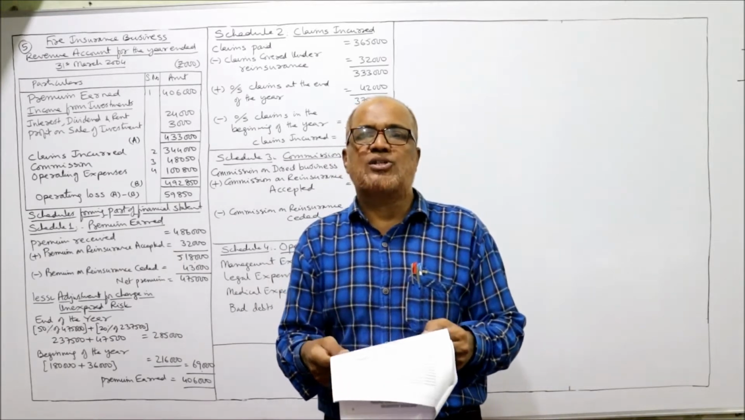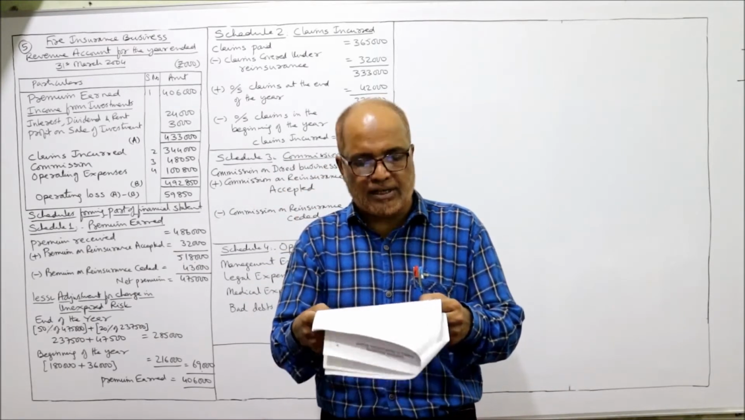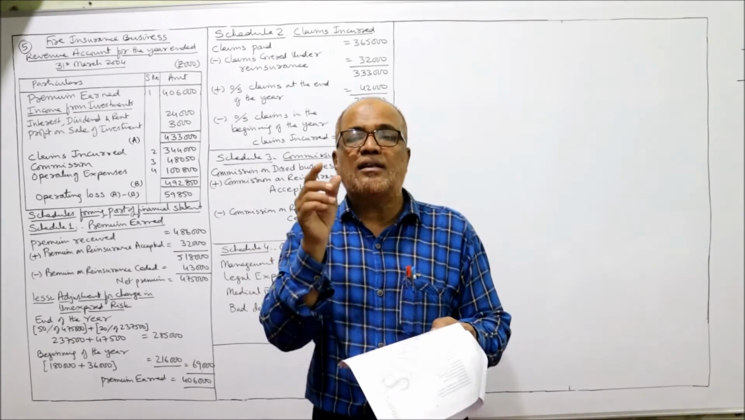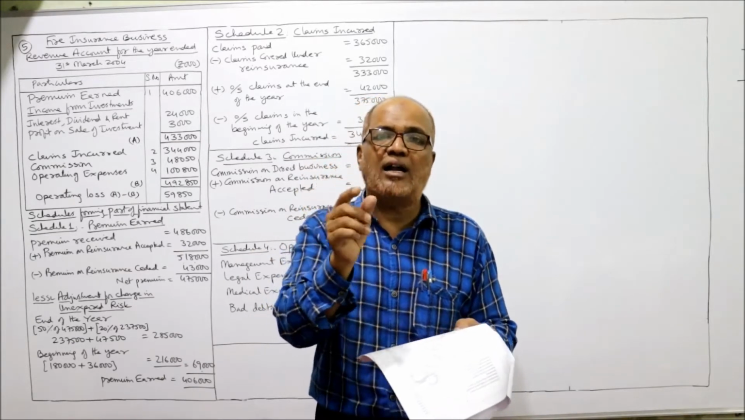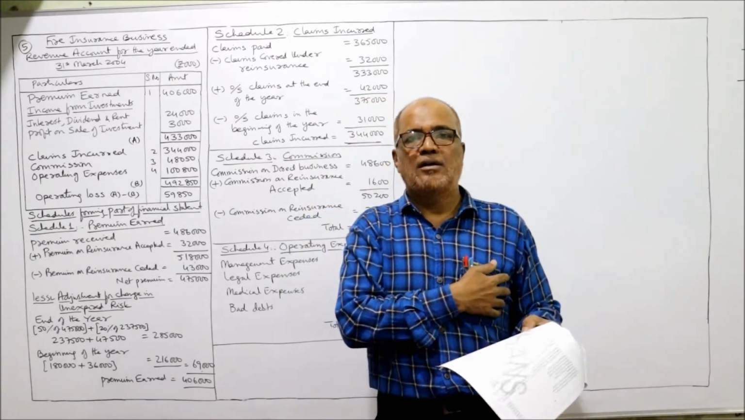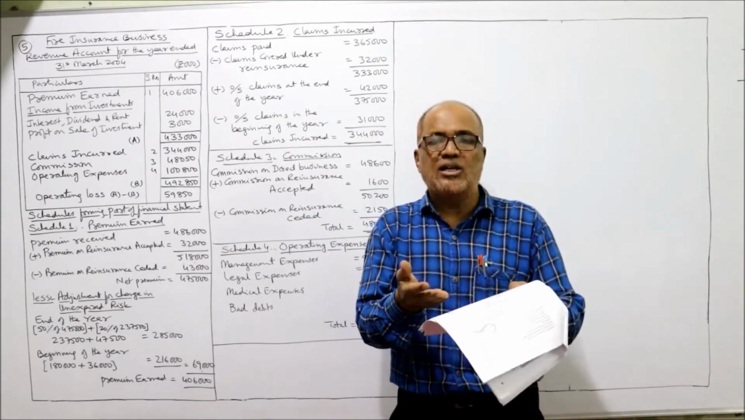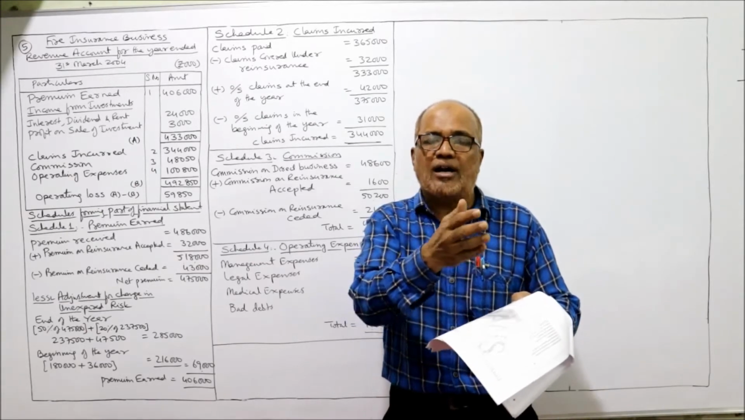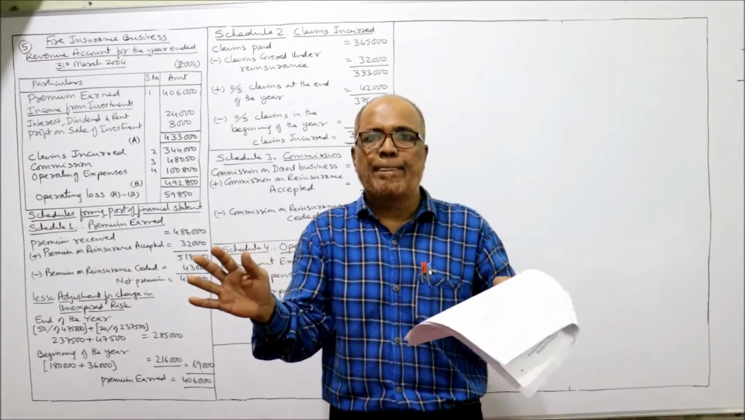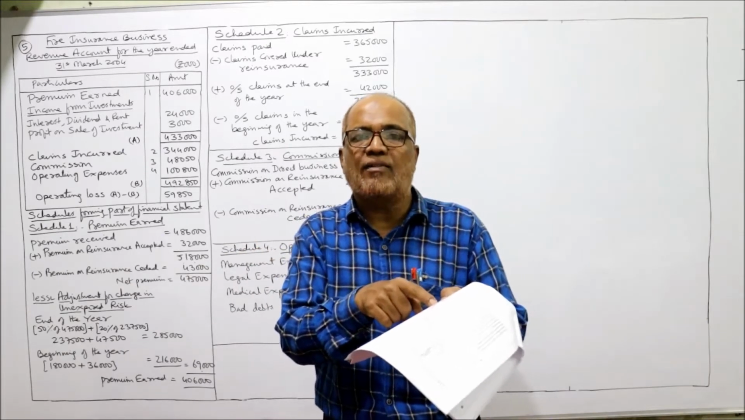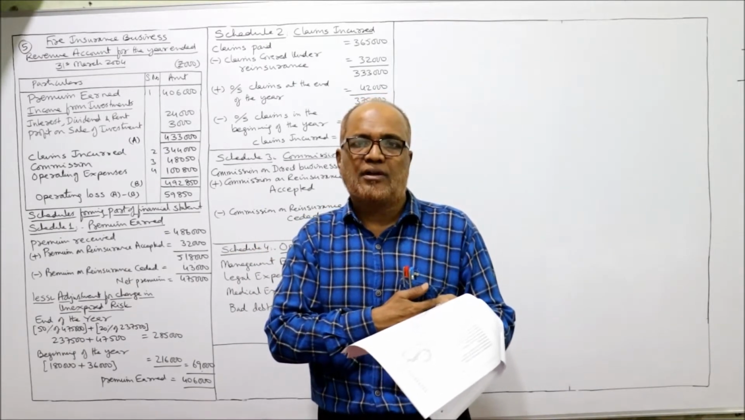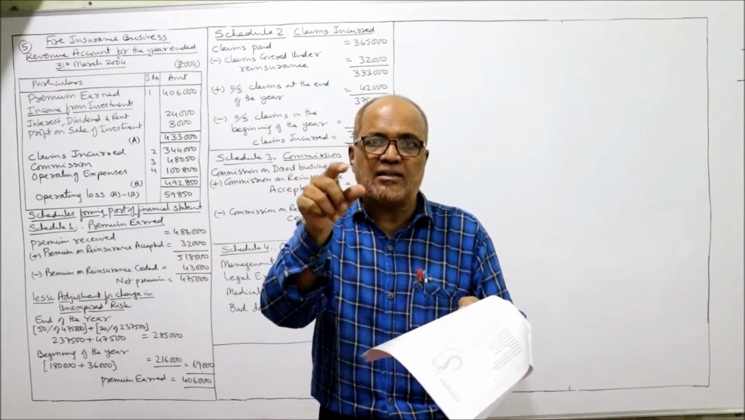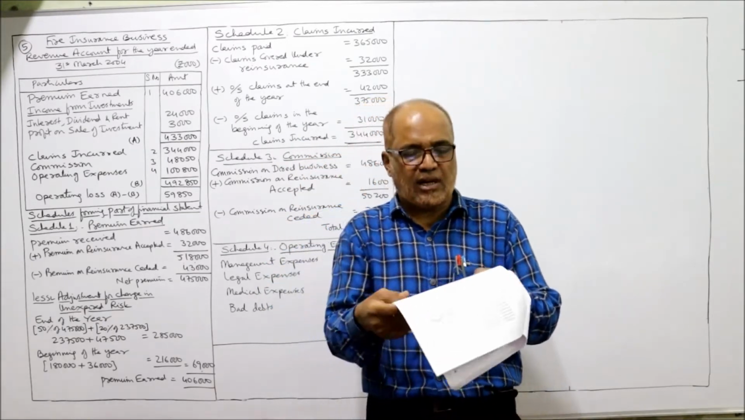Then medical expenses, schedule number 4, operating expenses. Reinsurance recoveries, these are the claims covered under reinsurance. Sometimes it will call it reinsurance recoveries, sometimes it will say claims covered under reinsurance. Same. We have to deduct these recoveries from claims. Schedule number 2, claims paid. In that, we have to deduct this reinsurance recoveries.